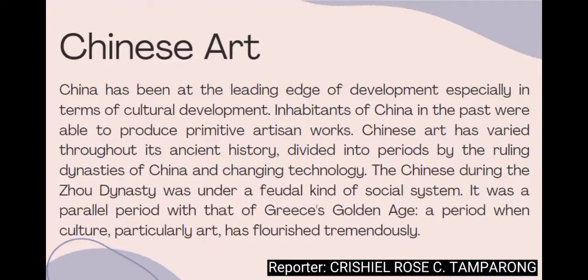Chinese art has varied throughout its ancient history, divided into periods by the ruling dynasties of China and changing technology. The Chinese during the Zhou dynasty were under a feudal kind of social system. It was a parallel period with the crisis of the Golden Age, a period when culture, particularly art, flourished tremendously. During this period, metalworks benefiting the royal family were produced in abundance.